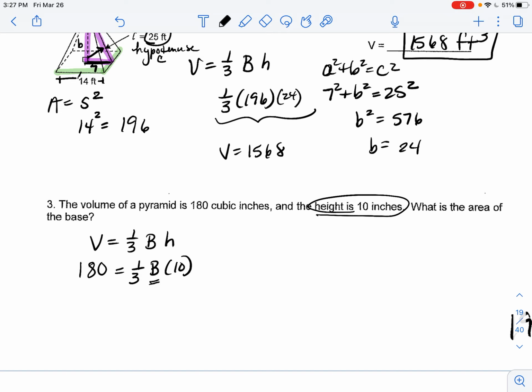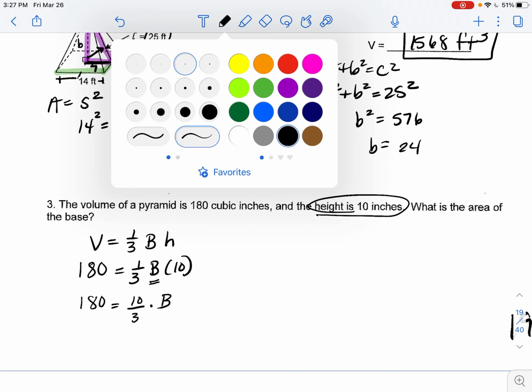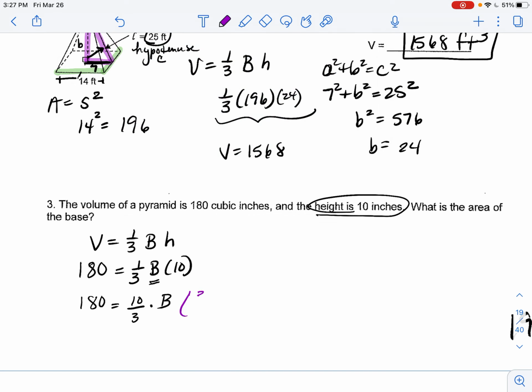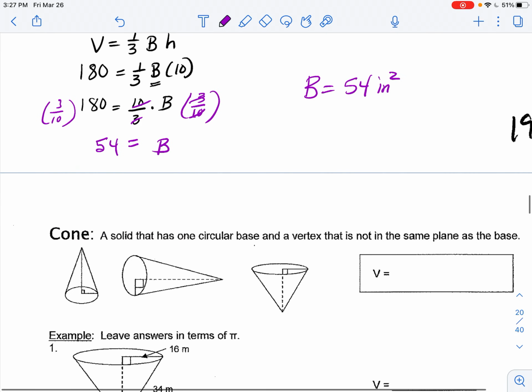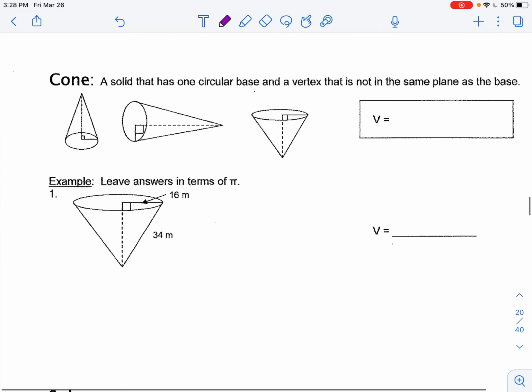So if I multiply 1/3 times 10, that's going to give me 10/3. One way I can get rid of the 10/3 is multiply by 3/10 on both sides. That cancels the 3 and the 10, and the area of the base, well, let's see, 3 divided by 10 times 180 is 54. So the base area is 54 inches squared, because area is units squared.